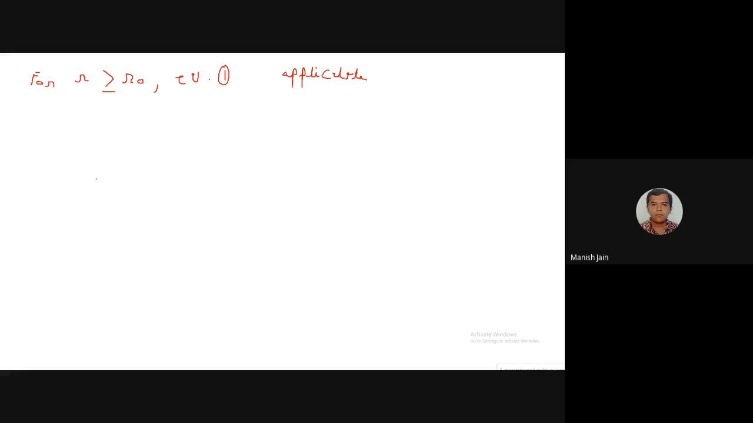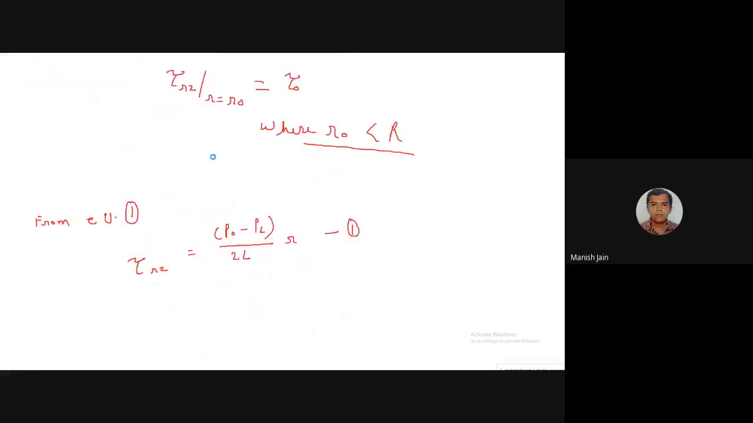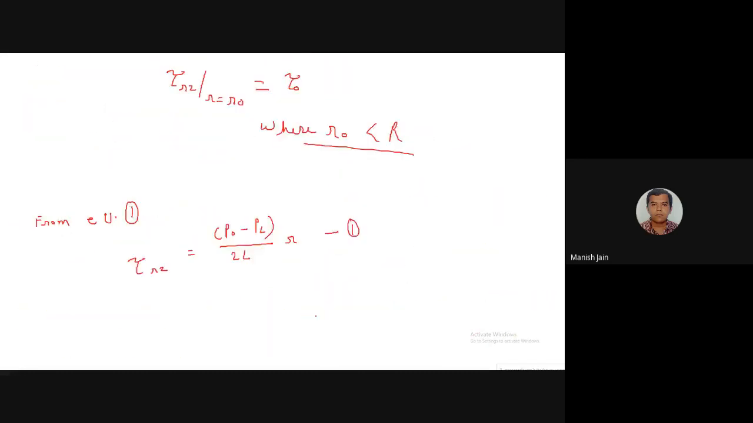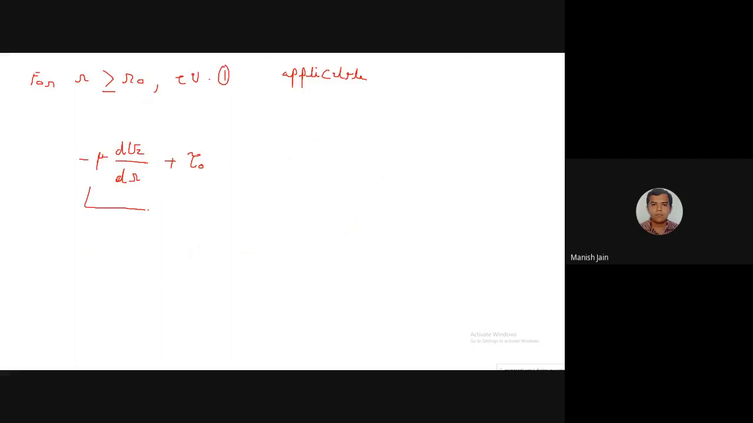So you can write minus mu dvz by dr plus tau naught. This is the value of tau rz, from equation number 5. From equation number 5, it is given that tau rz equals minus mu dvz by dr plus tau naught. That should be equal to, from equation number 1, P naught minus PL divided by 2L multiplied by R. Now you just have to solve this problem.